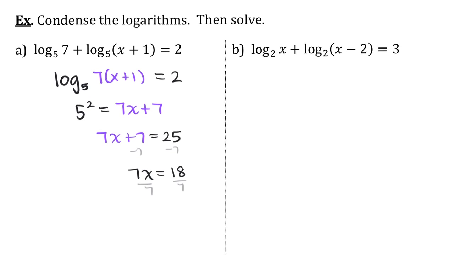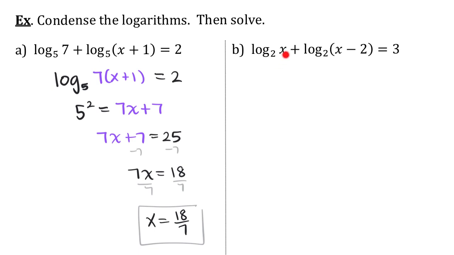Okay, so I get x equals 18 over 7. And then remember, I can only log positive, so let me just check. This is positive. If I add 1 to it, it's still positive, so this answer is valid. Okay, let's try the next one.